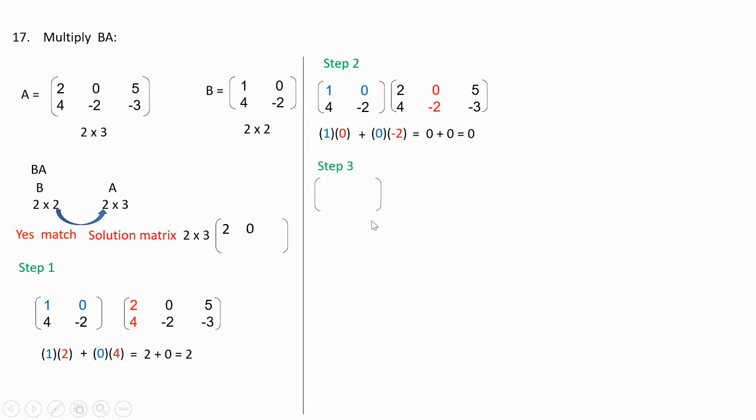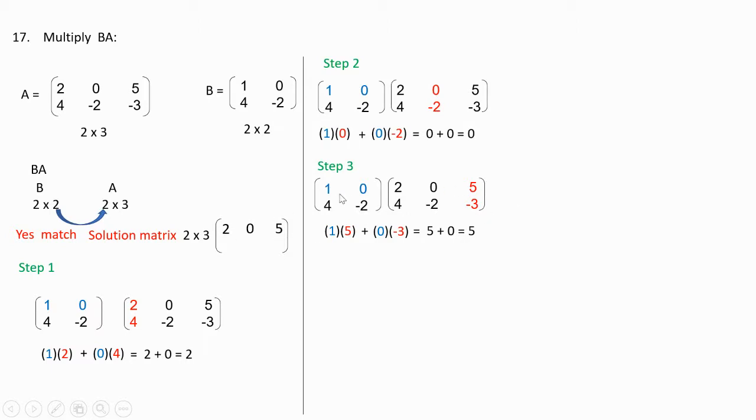Step 3. Now I'm going to multiply by the third column. That's why it's in red. So 1 times 5, 0 times negative 3, and we add it. 1 times 5 is 5. 0 times negative 3 is 0. So 5 plus 0 is 5. So 5 goes in the last slot.